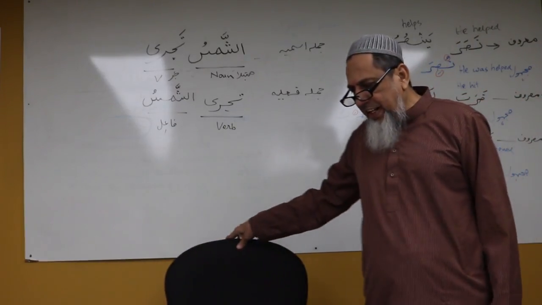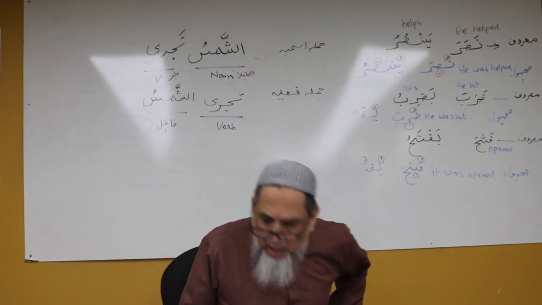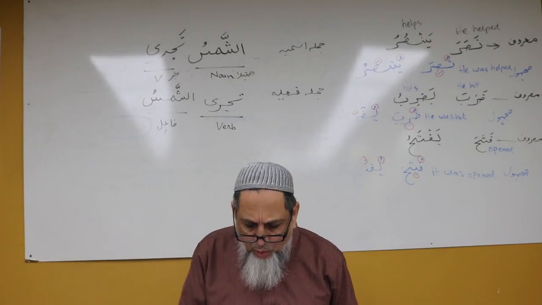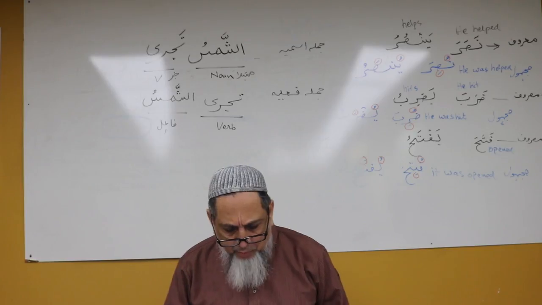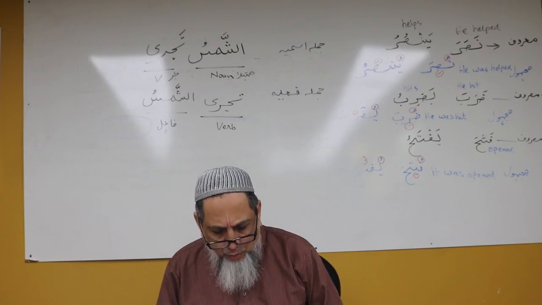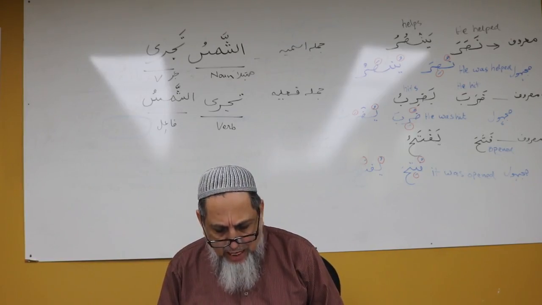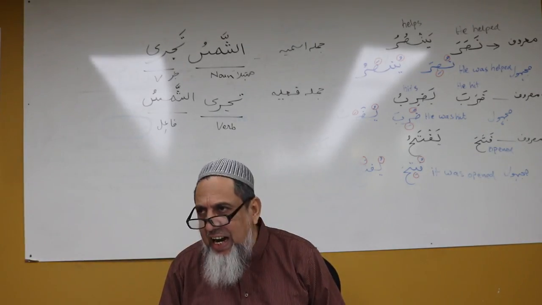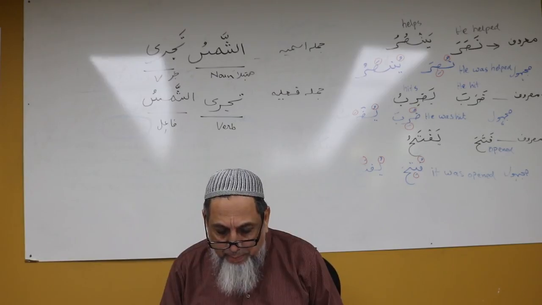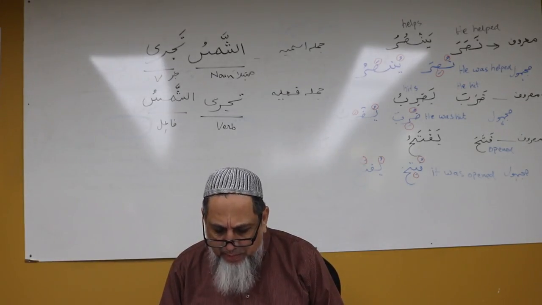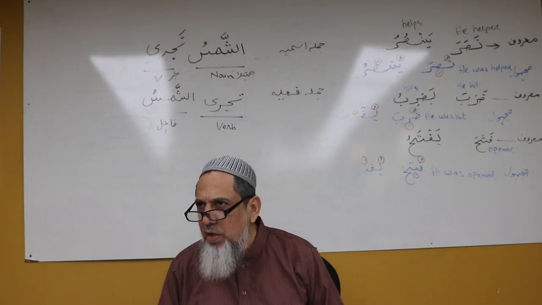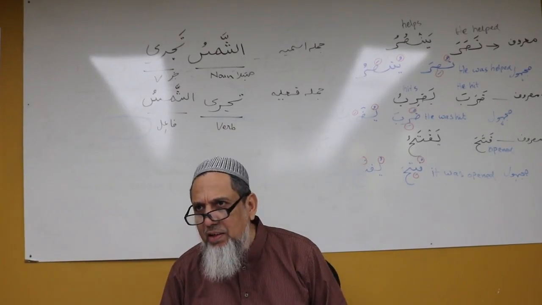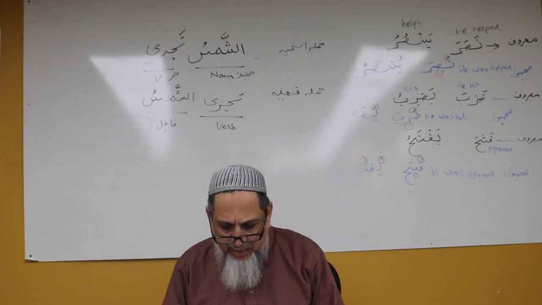Okay. Second example. Waritha Sulaymanu Dauda. Say after me. Waritha Sulaymanu Dauda. Solomon was David's heir, or Solomon became David's heir. Solomon was the son of David. So when David died, he became the king. Waritha means he became the heir.